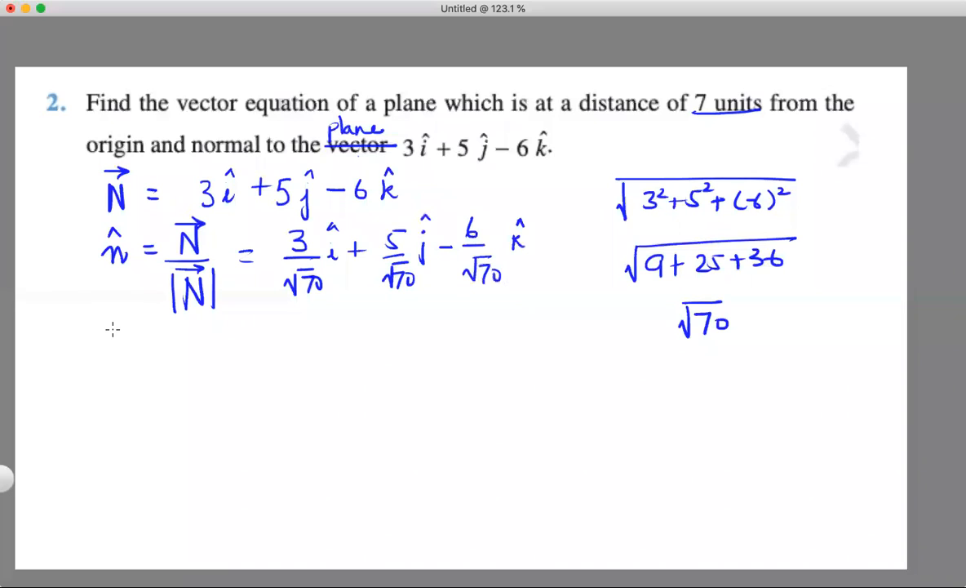Right? And we know the distance. So what is the formula we are going to use? R vector into the dot product with the normal vector is equal to distance. Right? So now we only have to go ahead and put the values.